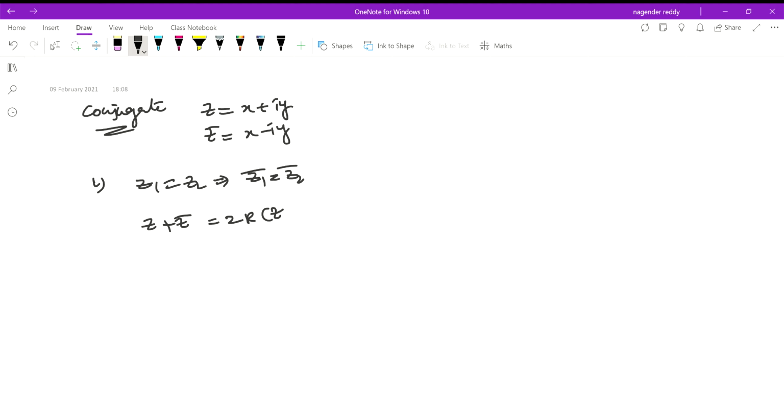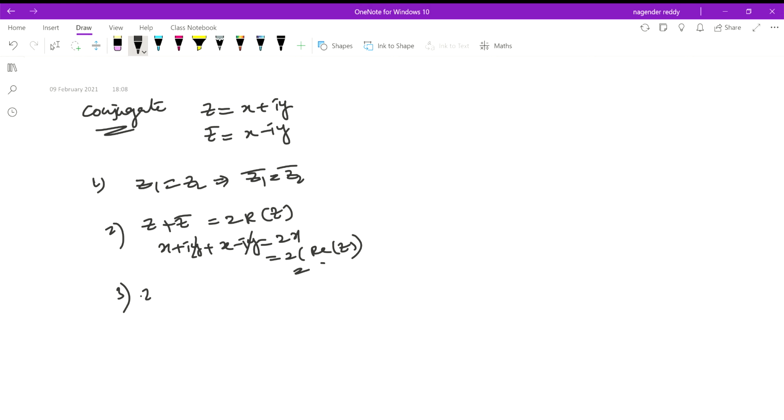Second, z plus z bar is 2 into real of z. This is very important. Z plus z bar and z minus z bar both are important. Why did we get this, z plus z bar is 2 into real of z? We'll discuss. Z plus z bar, z means x plus iy plus x minus iy. These two get cancelled. Then you will get 2x. And x is nothing but the real part of z. That's why we got this condition.